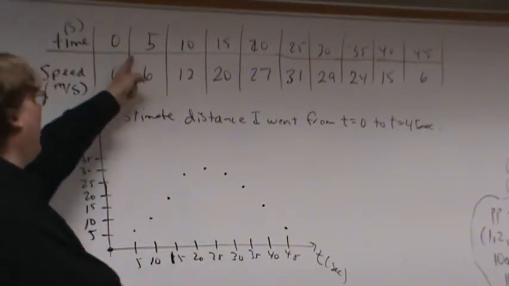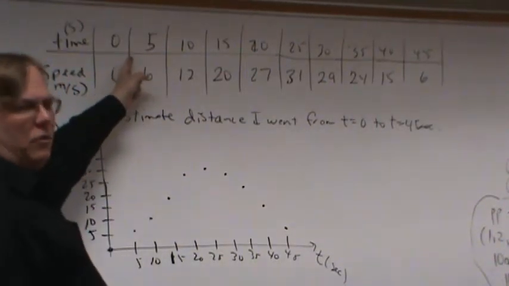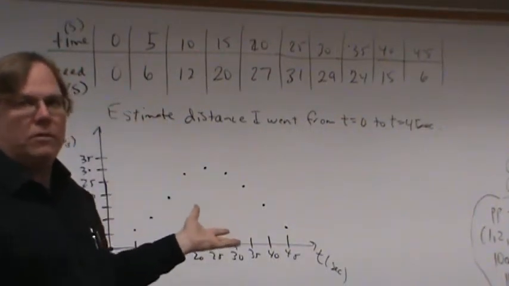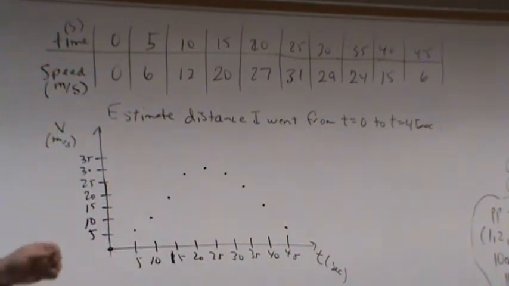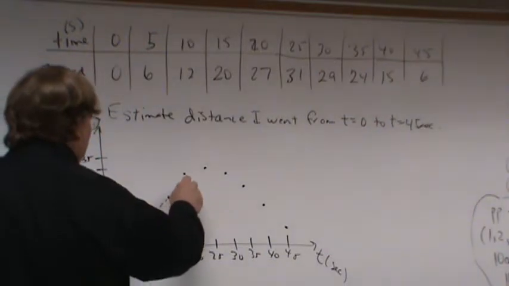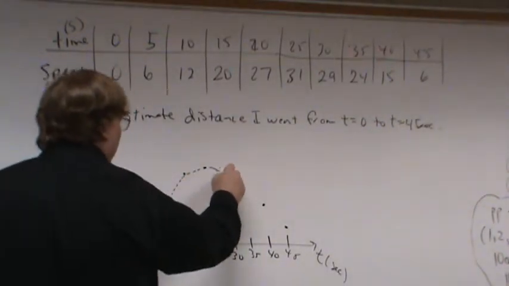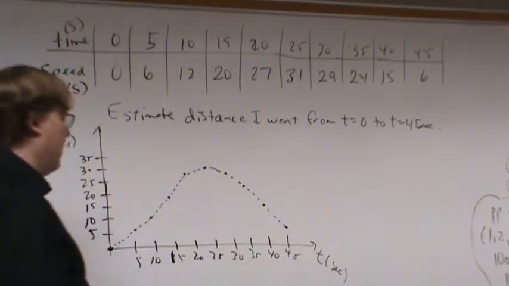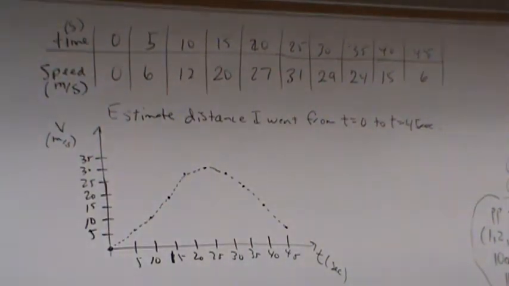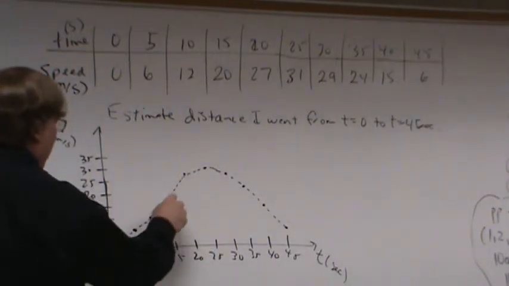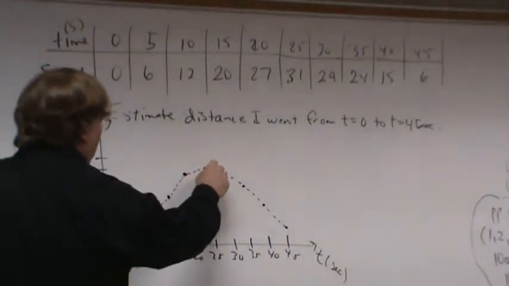I could have been going 100 million miles an hour at 2.5 seconds, then I slowed down to 6 meters per second right there. I mean, who knows, right? But to aid your understanding, if you want, you can connect the dots. Just connect them with a dotted line, just to remind yourself, hey, I don't really know what was happening in between those times. But if you like to have graphs that look like graphs, hey, be my guest.